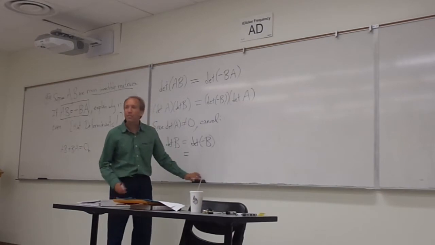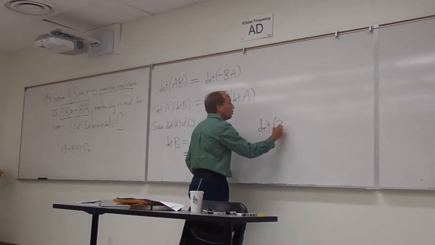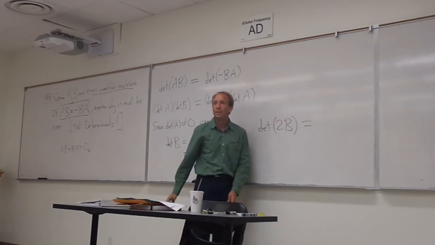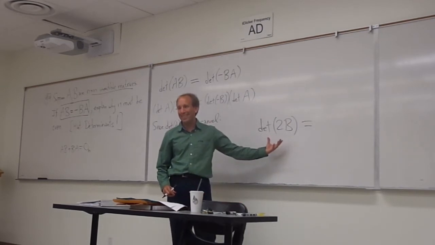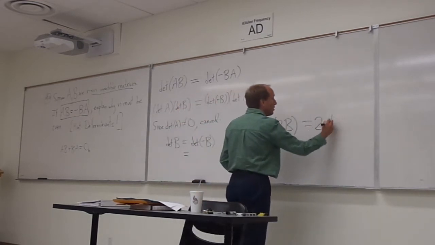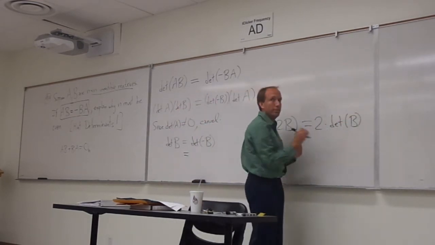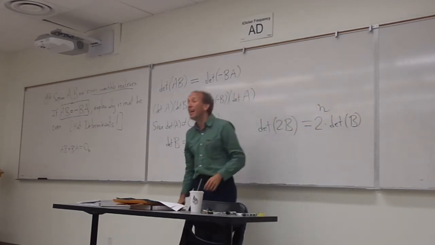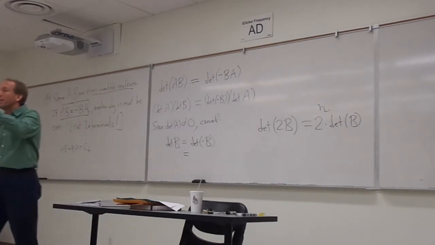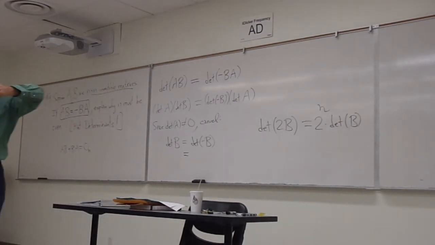Let me ask you this question. If it was the determinant of 2B, how would you simplify this? 2 times the determinant of B? No, it's going to be 2 to the n, right? These are n by n. Remember, guys, when you multiply an entire matrix through by a constant, each row is picking up that scalar factor, and there are n rows. So each time you do that, you get another factor of that constant.